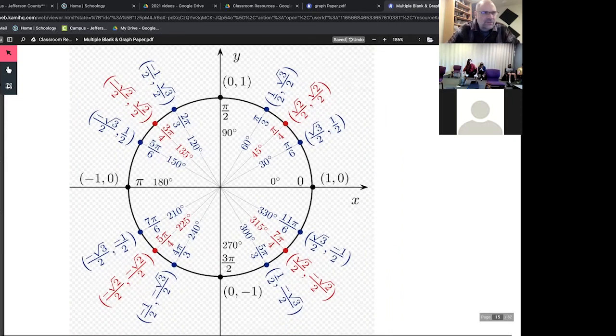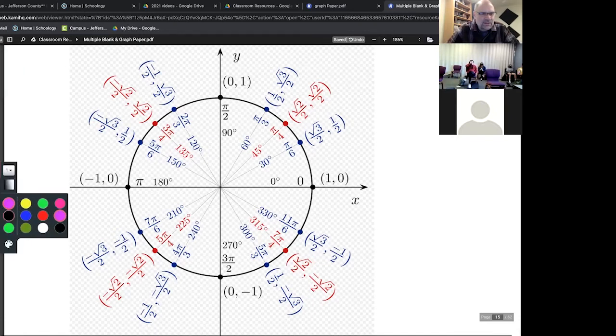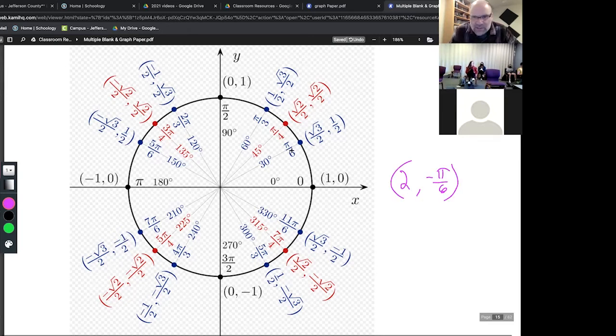Okay, so the next example, 1b, is basically we're going to convert (2, negative pi over 6). So where is (2, negative pi over 6)? Well, pi over 6 is right here, so negative pi over 6 would be right here. When you put a negative sign in front of the radians, instead of going counterclockwise, which is the positive rotation, you're going clockwise, which is the negative rotation. Okay, so (2, negative pi over 6).